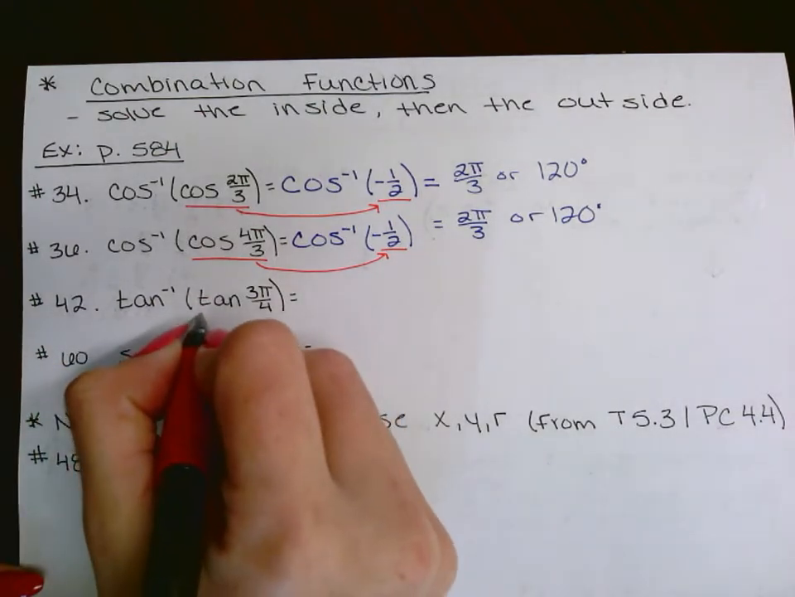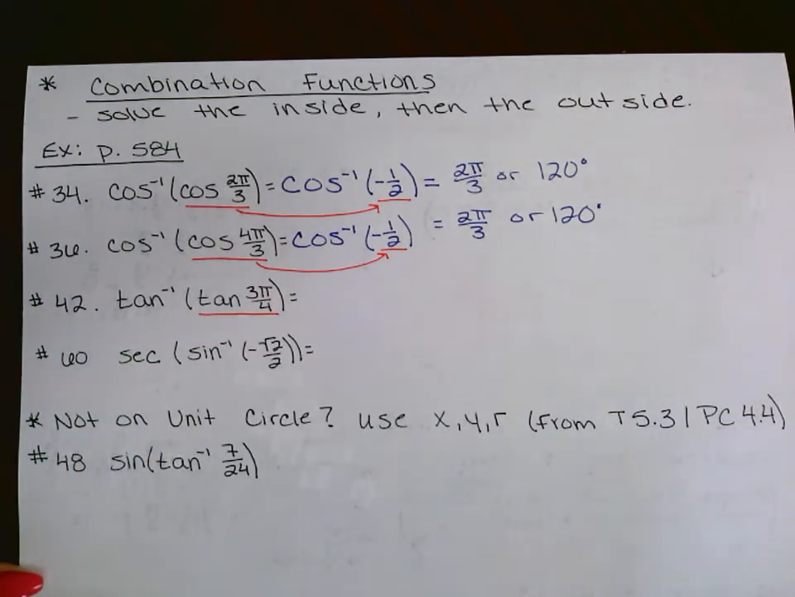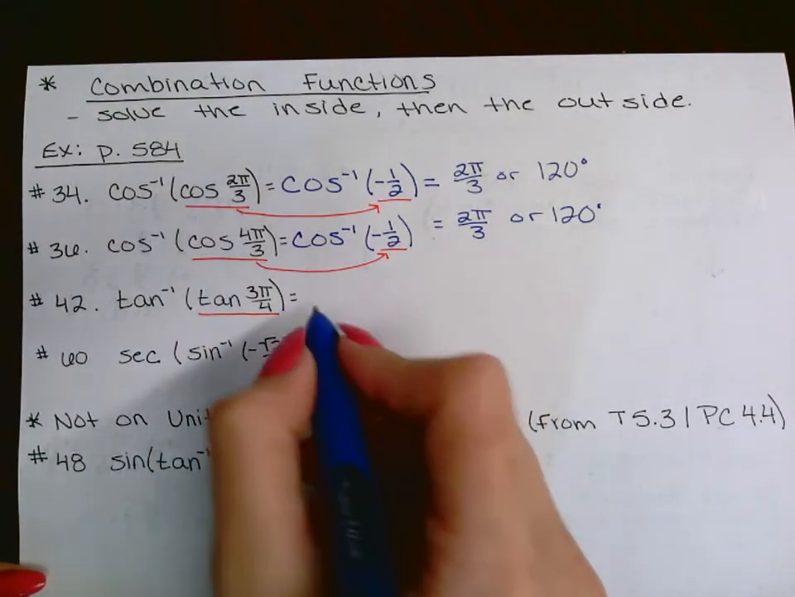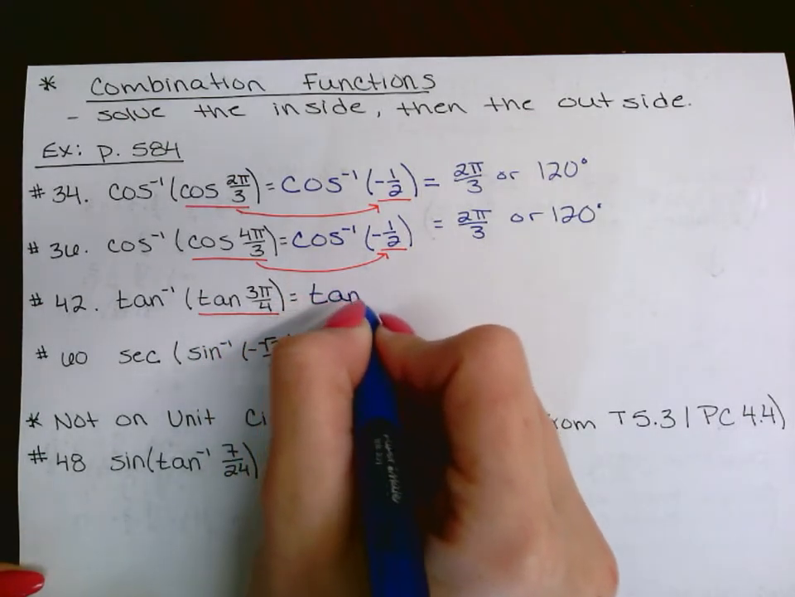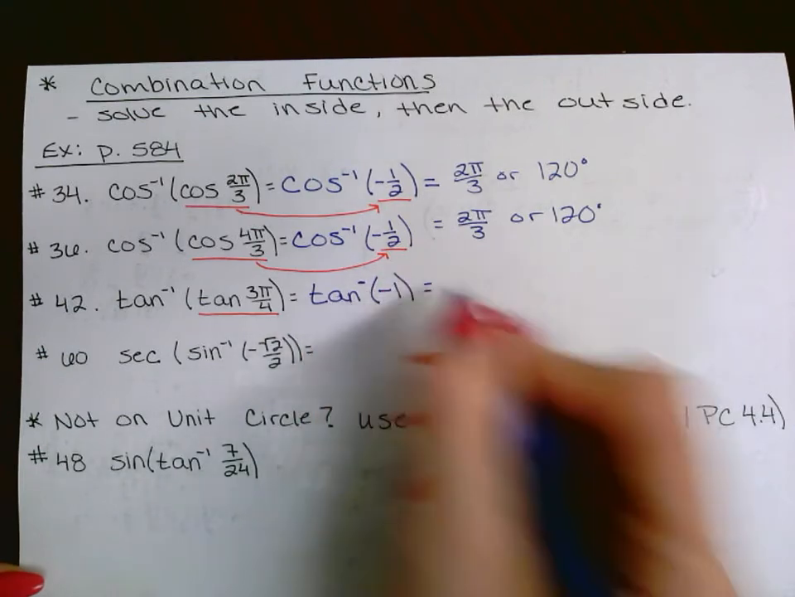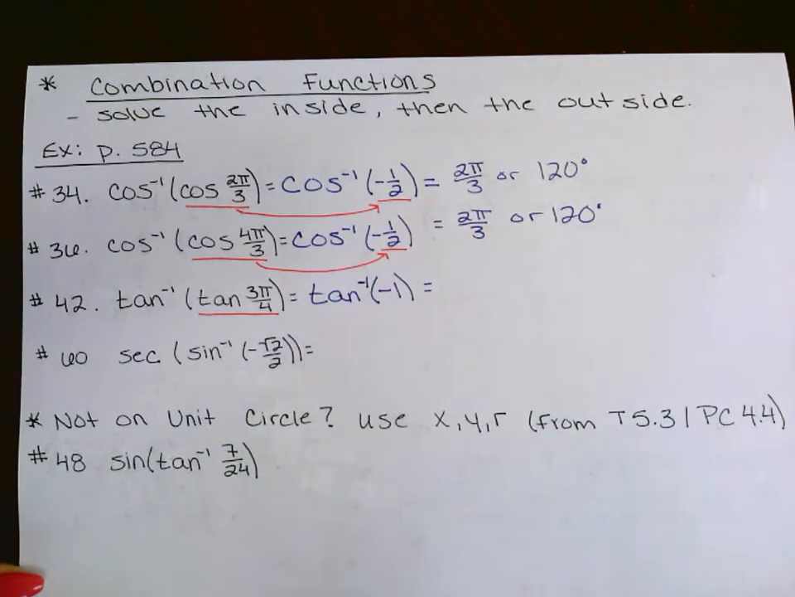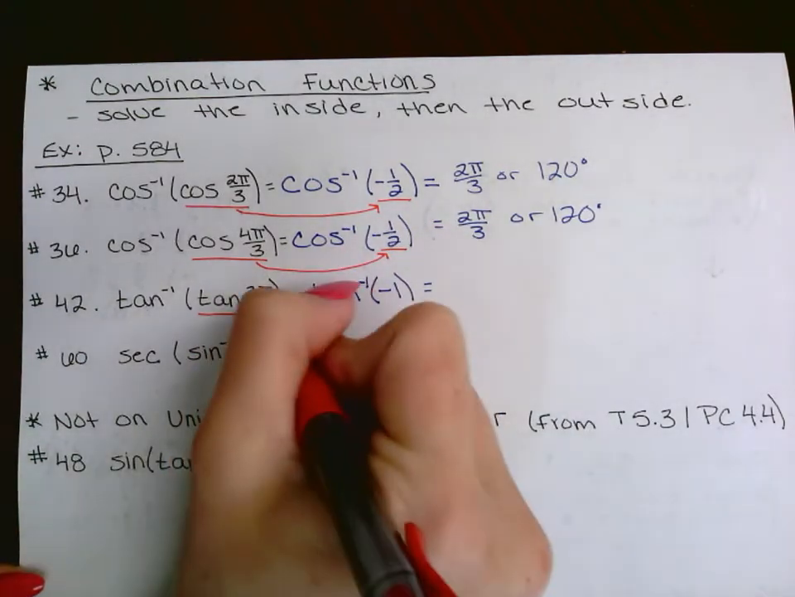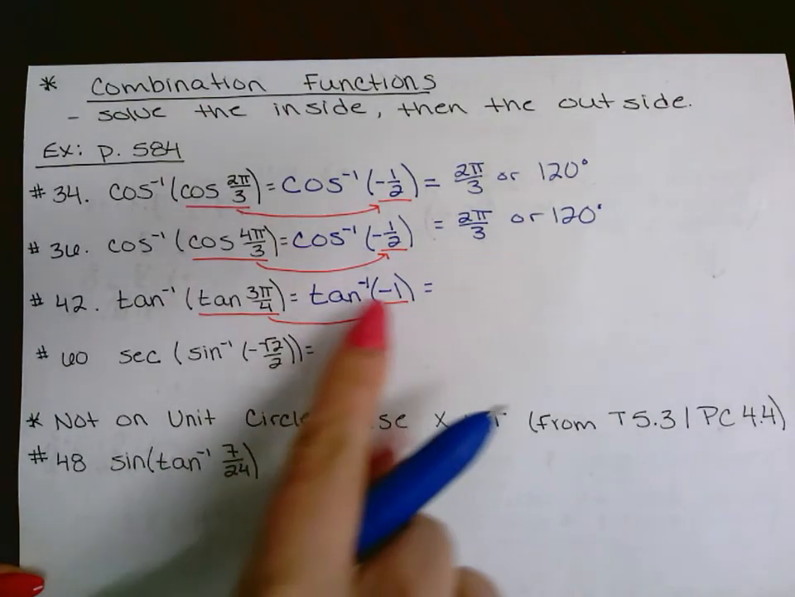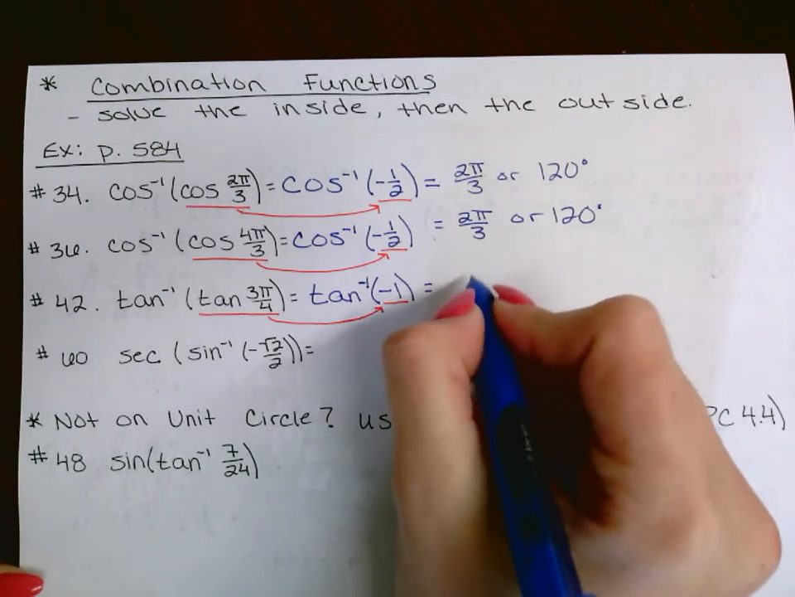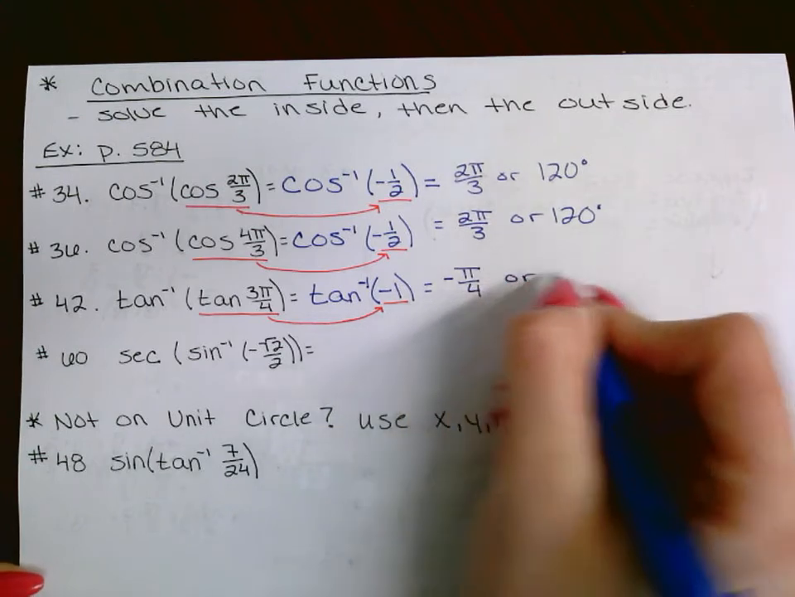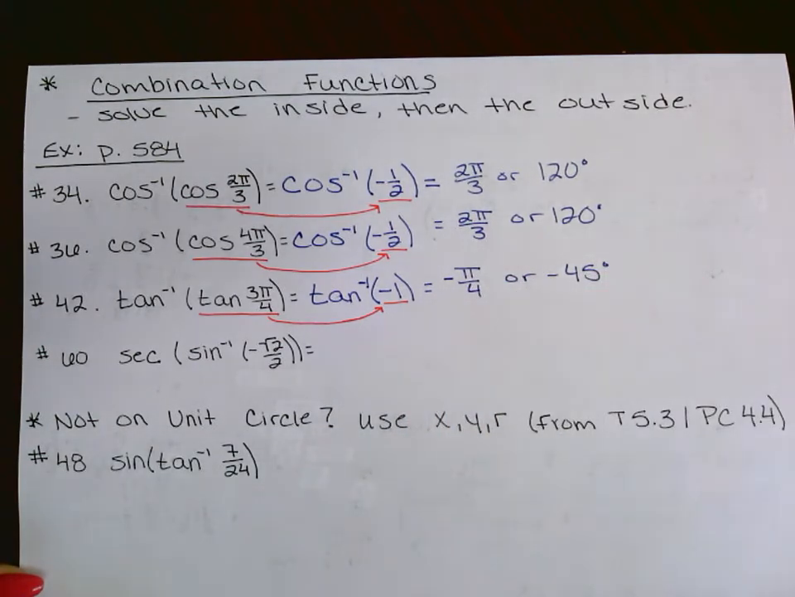We're working with the inside. 3 pi over 4 is in quadrant 2. What is my tangent at 3 pi over 4? It should be negative 1. And now because this is an inverse tangent, I'm thinking backwards. So now for these, I look at the right side, my answers in my little boxes. When was tangent negative 1? Negative pi over 4 or negative 45 degrees.